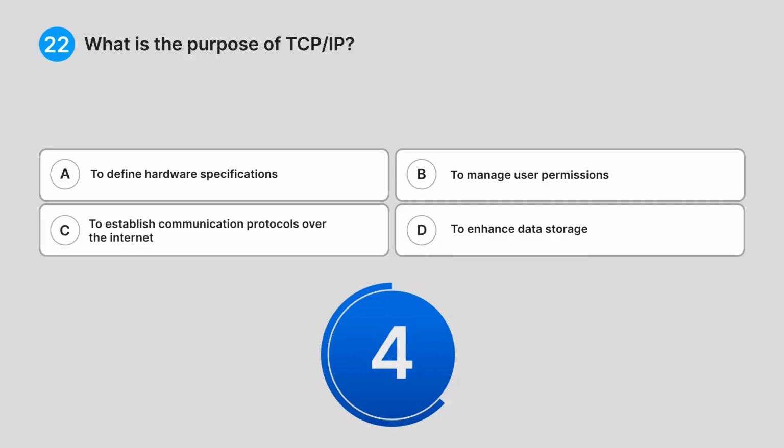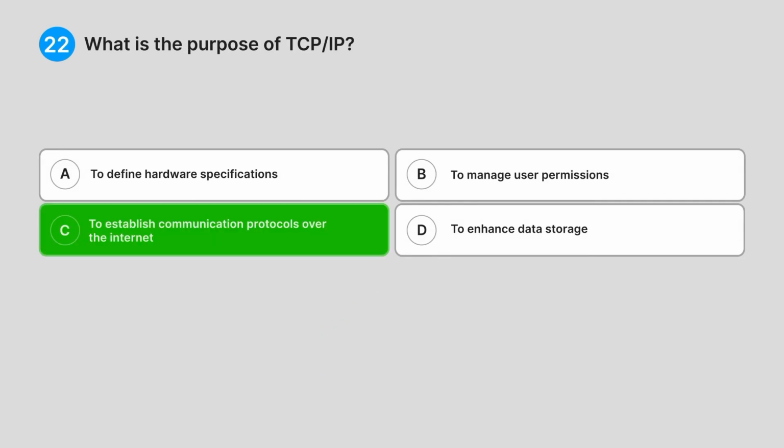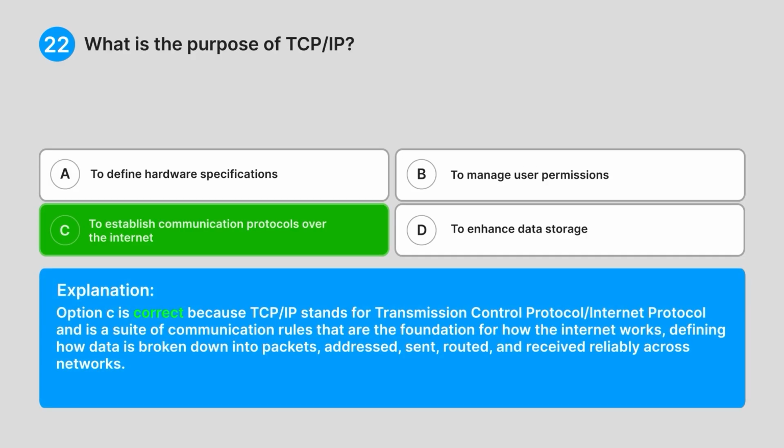What do you think is the answer? Correct answer, C. To establish communication protocols over the internet. Explanation. Option C is correct because TCP/IP stands for Transmission Control Protocol/Internet Protocol, and is a suite of communication rules that are the foundation for how the internet works, defining how data is broken down into packets, addressed, sent, routed, and received reliably across networks.